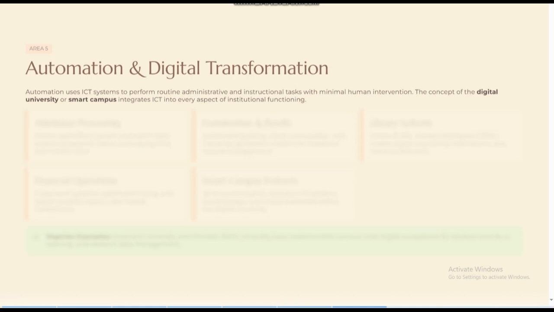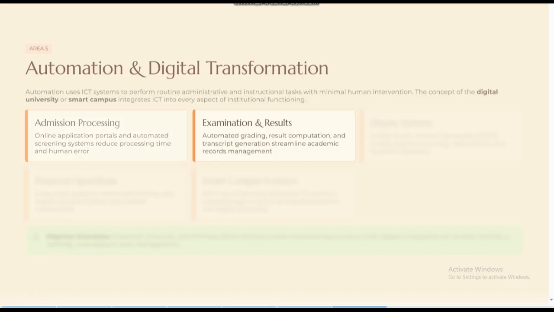The concept of a digital university or smart campus integrates ICT in every aspect of institutional functioning. For example, number one is admission processing. Online application portals and automated screening systems reduce processing time and human error in the admission process. We have exams and results: automatic grading, result computation, and transcript generation also streamline academic record management.